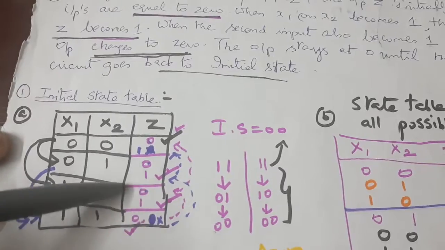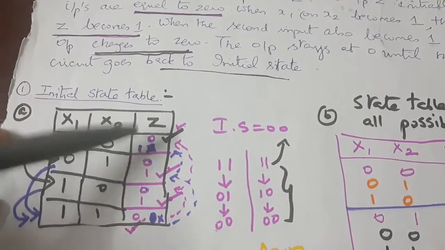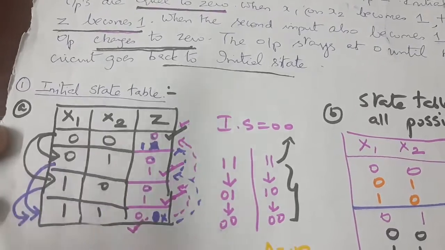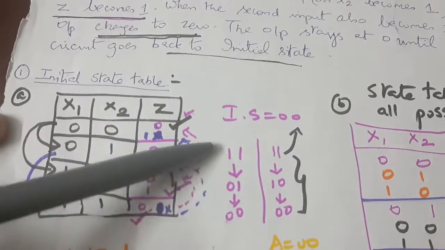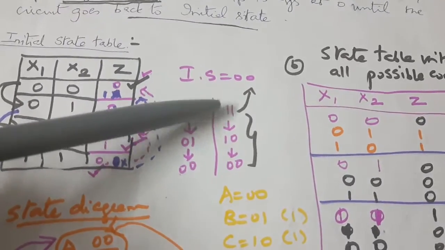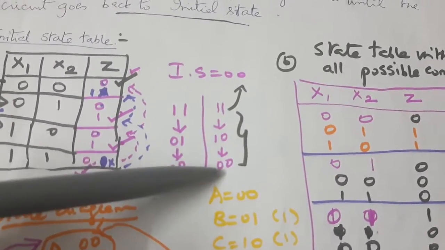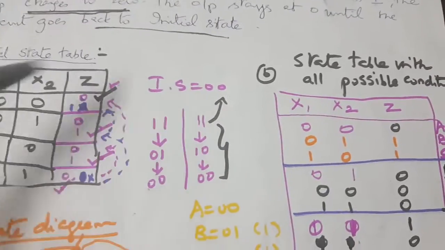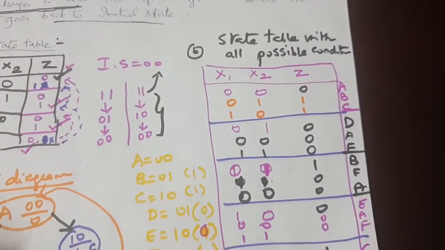At that moment, the output will remain 0. That is what the next zeros I have indicated. So you see here, 1, 1 will move to 0, 1, then to 0, 0, or 1, 1 will move to 1, 0 and then 0, 0. So you cannot move from 1, 1 to 0, 0 directly. So I am going to expand this into different conditions to draw a state diagram.